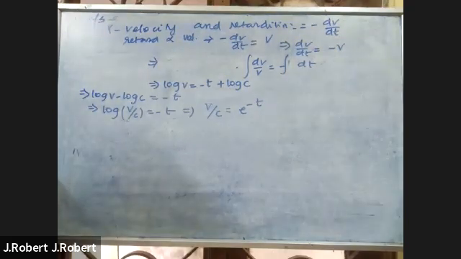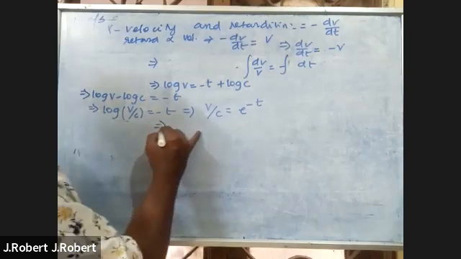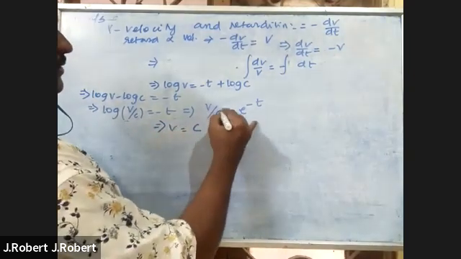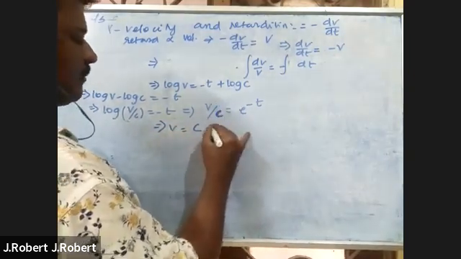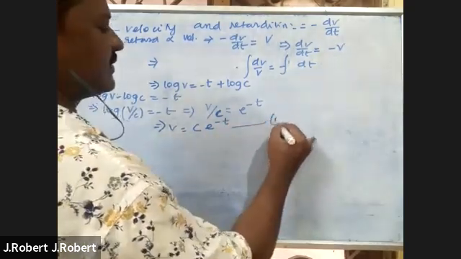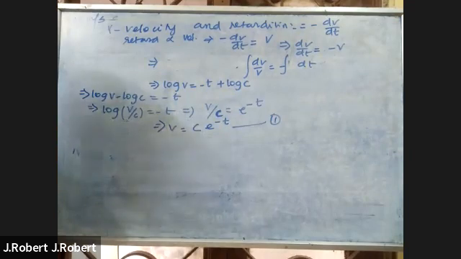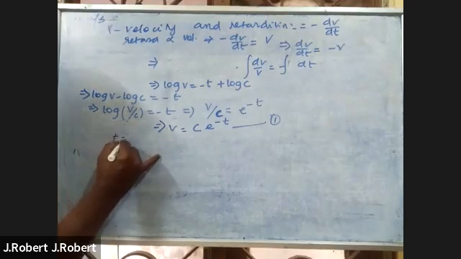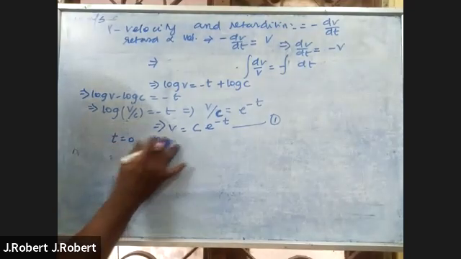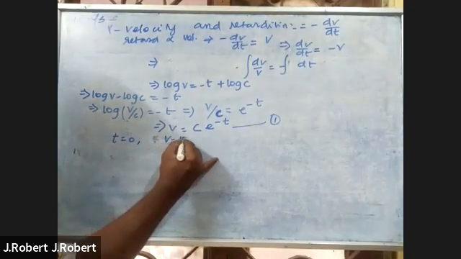I want to find out what is v. Your v is equals to c, capital C, c e power minus t. Let us take this as equation 1. Here, listen carefully to what is given. Initially the engine of the motor boat is moving at 10 meter per second. At time t equals 0, the velocity is 10 meter per second.